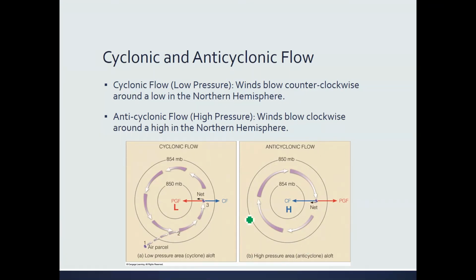Around a high pressure, wind also rotates around it, but instead of rotating counterclockwise, it rotates clockwise. This is what's called anticyclonic flow. So cyclonic flow is counterclockwise around a low pressure. Anticyclonic flow is clockwise around a high pressure.